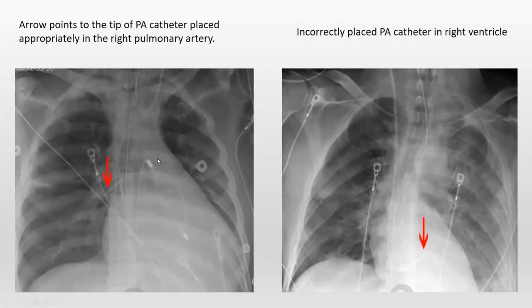Always get a chest x-ray after we put a PA catheter. You want to make sure that it's in the right position. This is a chest x-ray showing the PA catheter appropriately placed in the right pulmonary artery. And this is an incorrectly placed catheter because the tip is lying in the right ventricle.